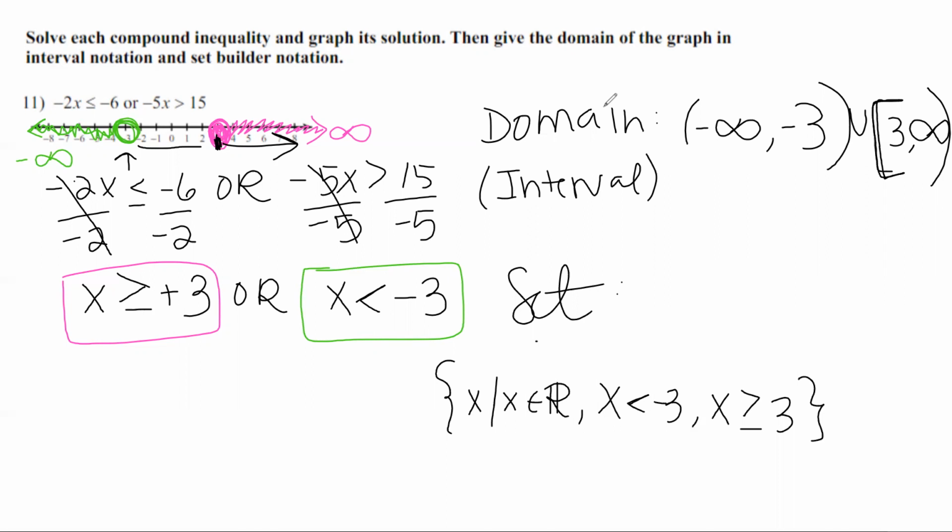Those numbers don't work. Everything in the gap, everything right over here that is not included in this will give a false statement if we plug it in. So those are not solutions. That's why we don't include them in our set builder notation. That's also why we don't include them over here. That union part says nothing else except for these 2 intervals that I give you.